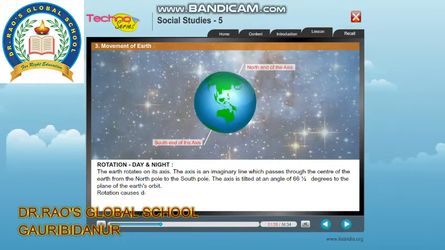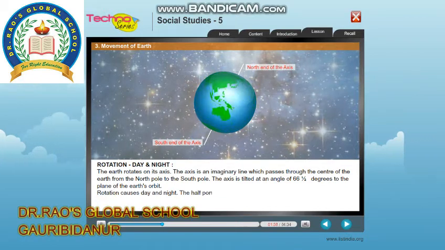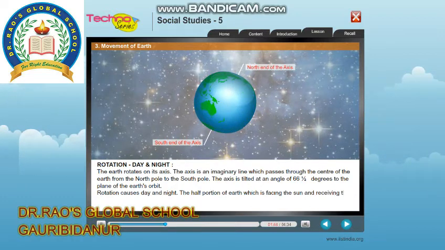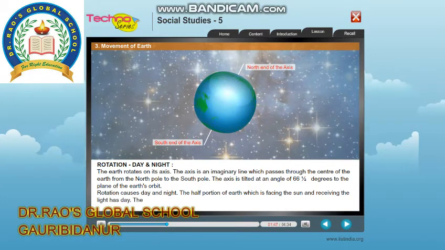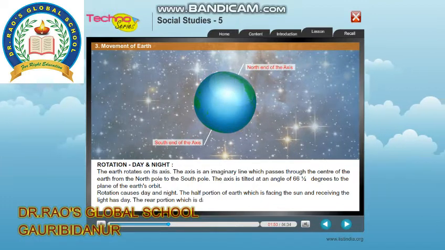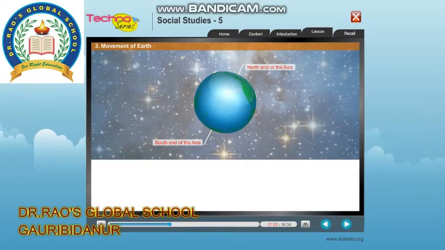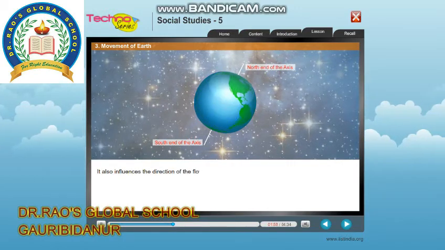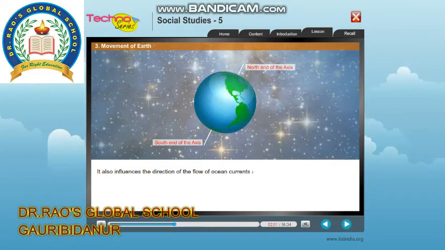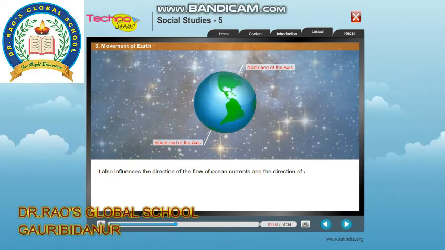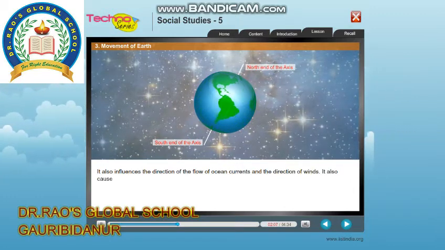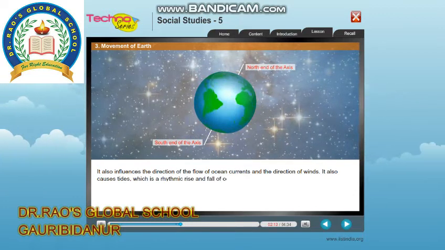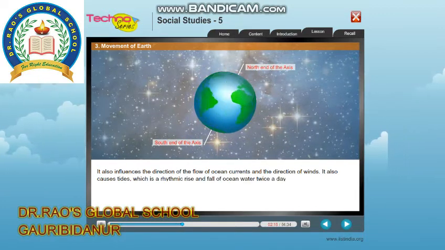Rotation causes day and night. The half portion of Earth which is facing the Sun and receiving the light has day. The rear portion which is dark has night. It also influences the direction of the flow of ocean currents and the direction of winds. It also causes tides, which is a rhythmic rise and fall of ocean water twice a day.